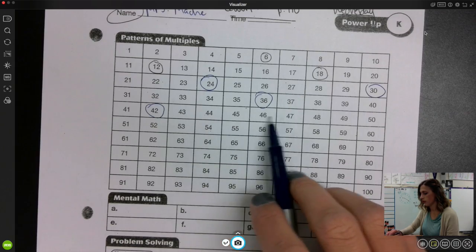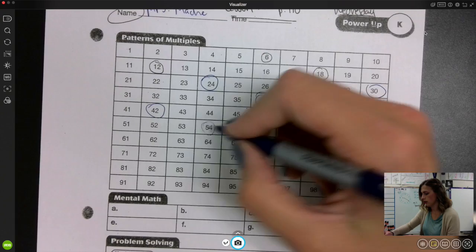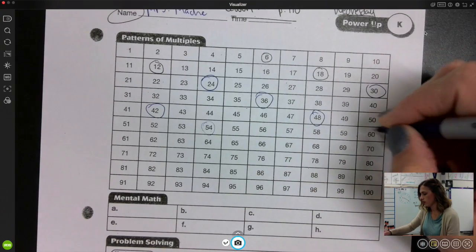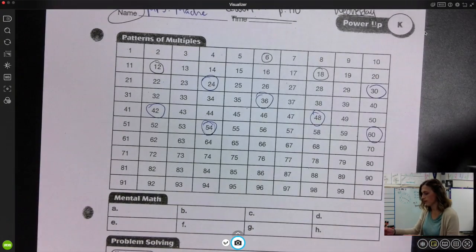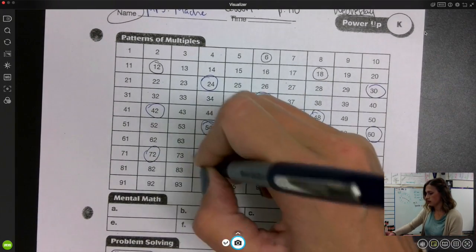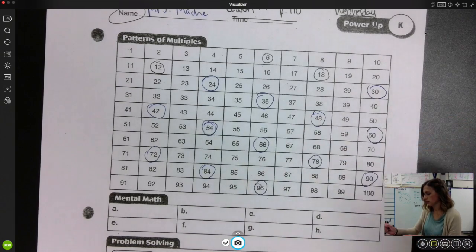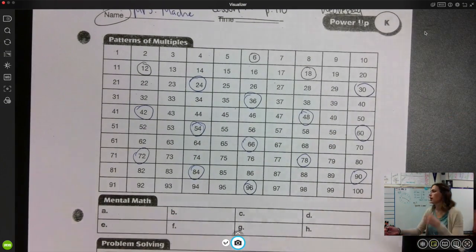1, 2, 3, 4, 5, 6. Again, 1, 2, 3, 4, 5, 6. All right? So 66, 72, 78, 84, 90, 96.